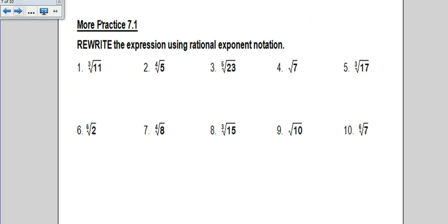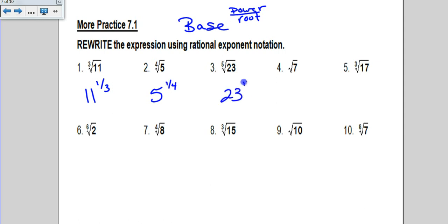So the next 10 problems, they just want you to rewrite these using rational exponents instead of radicals. So remember, it's whatever your base is, and then you take it to the power, or the exponent, divided by the root number. So here for number 1, our base is 11, its invisible power is a 1, and its root number is a 3, so it's 11 to the 1/3. Number 2 is going to be 5 to the 1/4. 3 is going to be 23 to the 1/5. I'm sure you get the idea here.